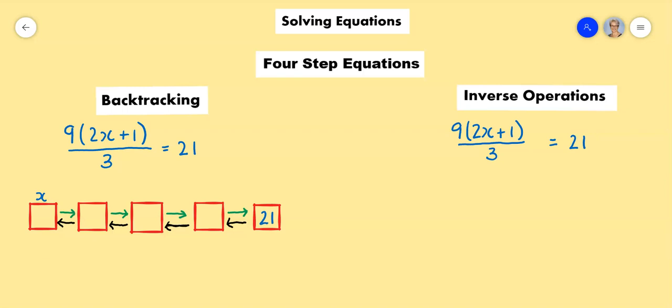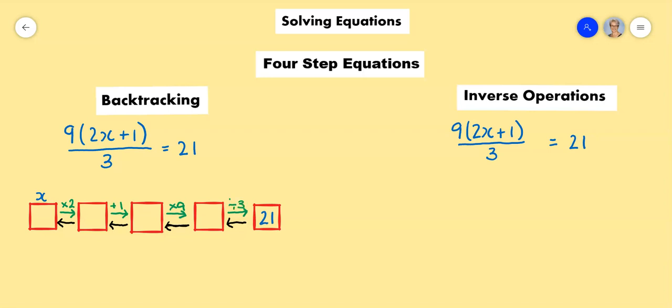In this video, we're going to look at four-step equations using both backtracking and inverse operations. Here we have our first equation, and if we look closely at it, we can see that our unknown input number has been multiplied by 2. Then we add 1. Then we multiply by 9. And then finally we divide by 3.